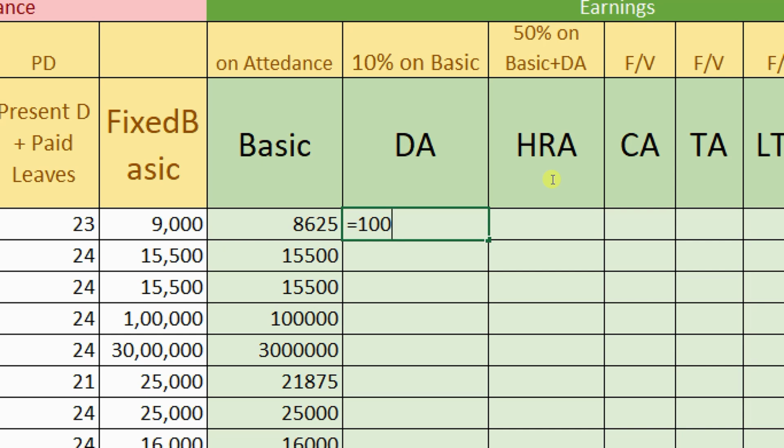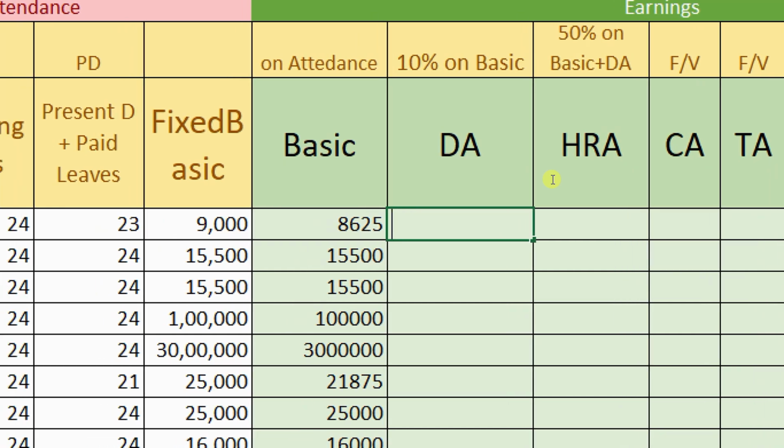When your DA crosses, there is a rule of more than 50%, which means on 9,000, if DA crosses 4,500, it is mandatory again to directly increase the basic instead of giving a DA. Okay, there are some rules also available.